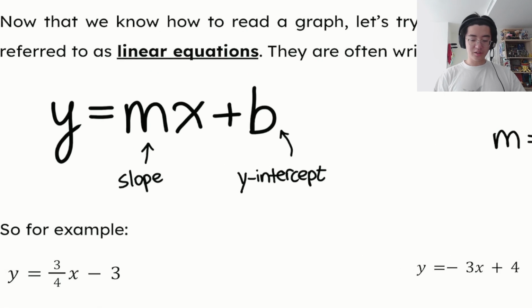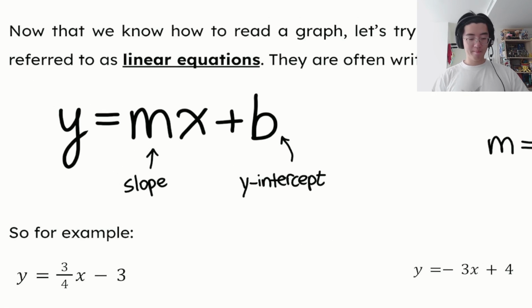It's always going to be in this form here. We have y here. Every single graphing equation you'll see will start with y, or most of them at least. We've got the y and the x, our usual suspects. But we have a number in front of the x, which is what we call a slope, and a number tagged along at the end, which is the y-intercept, which we learned about already.